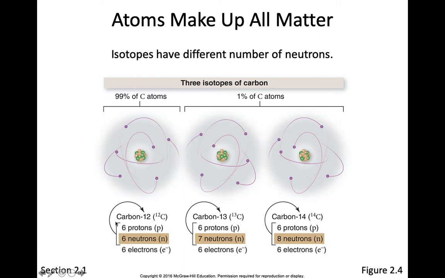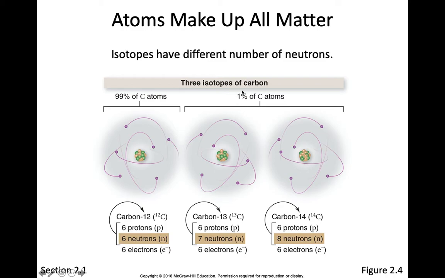The average normal version of carbon. Now, there are other versions of carbon out there that have more or less neutrons than they normally do. Carbon 13 has an extra neutron. Carbon 14 has 2 extra neutrons. They don't exist very often. They're very uncommon, but they do exist.